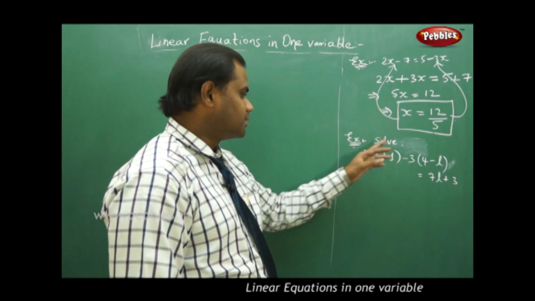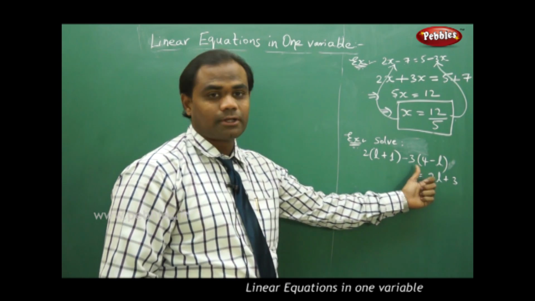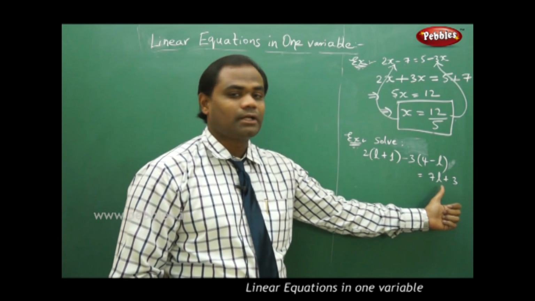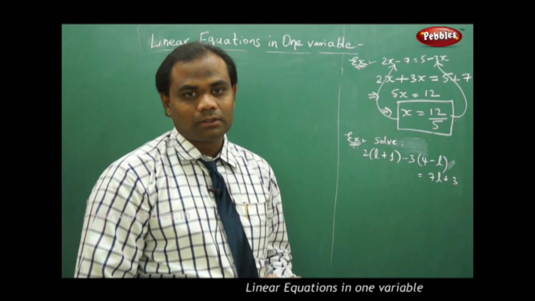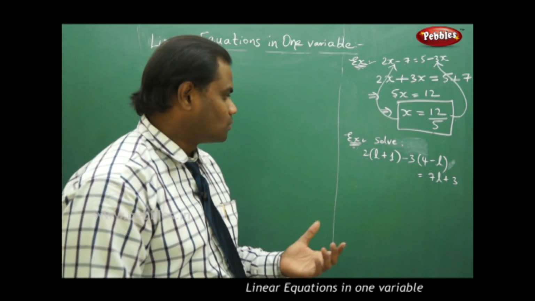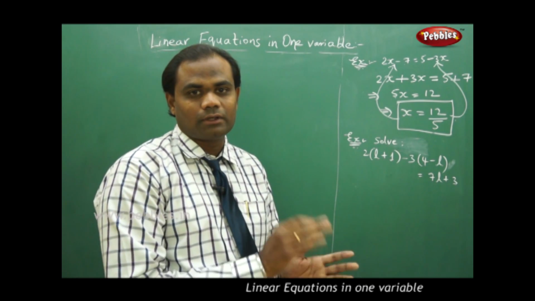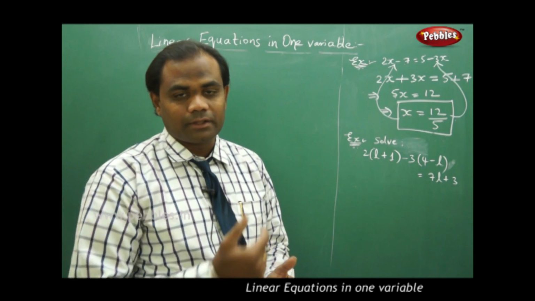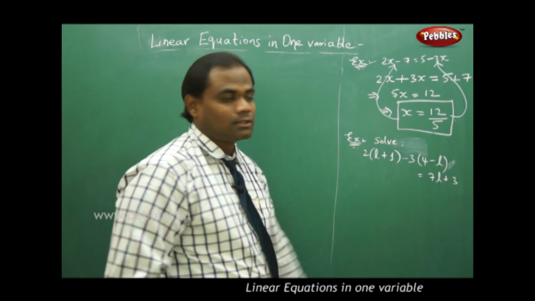Now I wanted to solve this equation: 2 times of L plus 1 minus 3 times of 4 minus L equal to 7L plus 3. Now this is also a linear equation in one variable, the unknown variable here being L. In this case also we just try to expand the brackets and take all the unknowns to the left and all the remaining terms to the right, and then we solve for L. So let's see how we can do this for this particular problem.